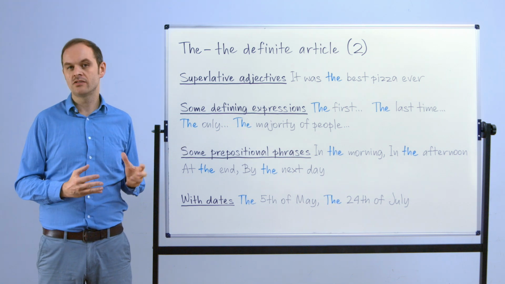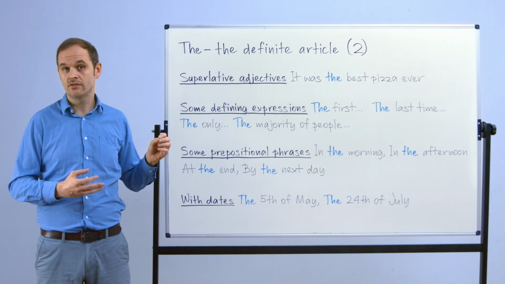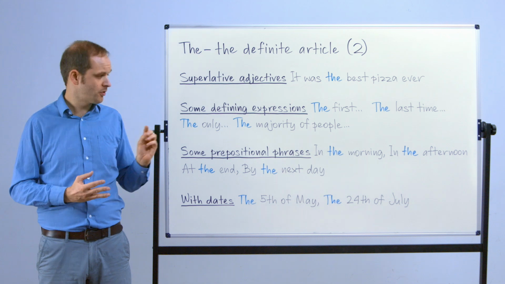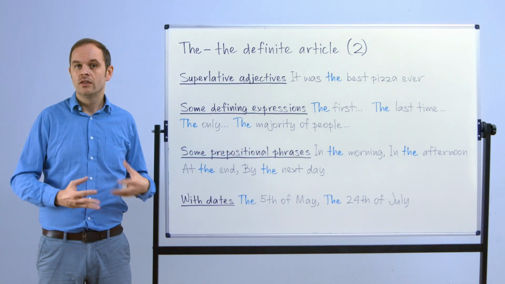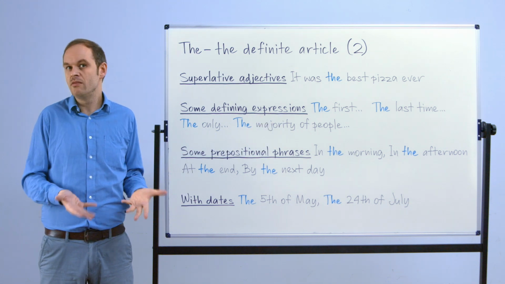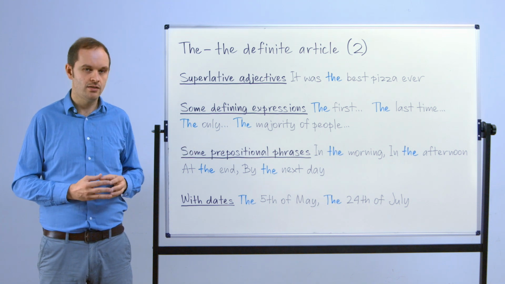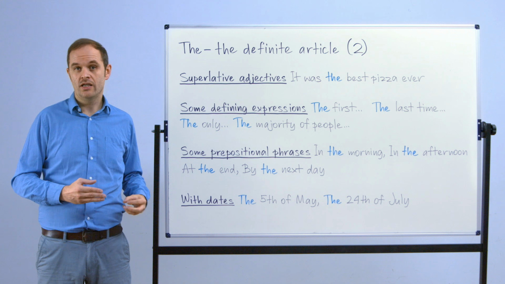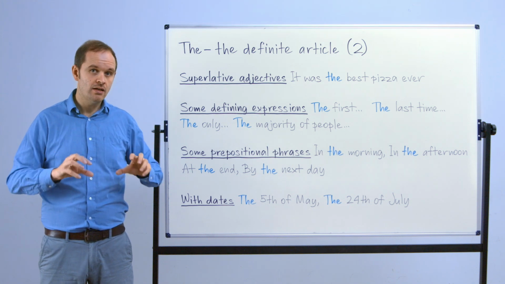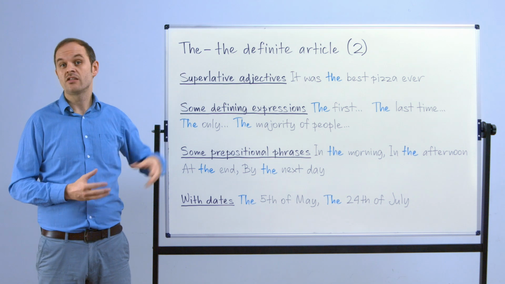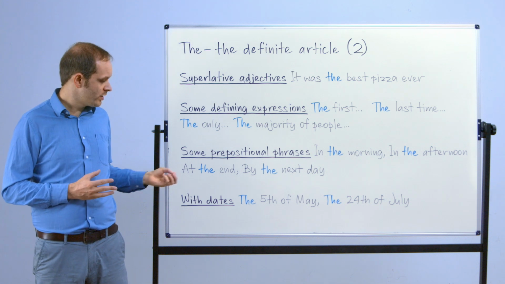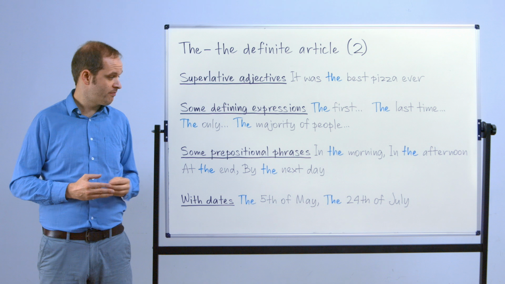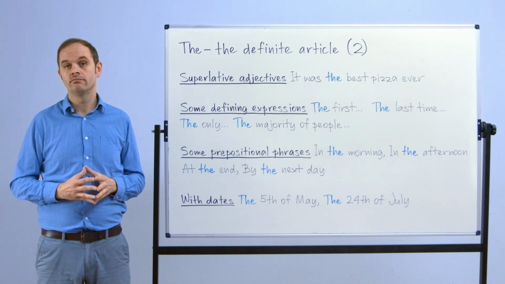Some prepositional phrases in English need definite articles, and it's a problem if you don't have them in there. It makes your English sound very foreign. So for example, in the morning is much better than in morning. In morning means nothing. You need the definite article in there. In the afternoon, at the end, by the next day. So it's good to remember these phrases entirely and make sure you include the definite article. With dates in English, we can use the definite article. For example, the 5th of May, the 24th of July.